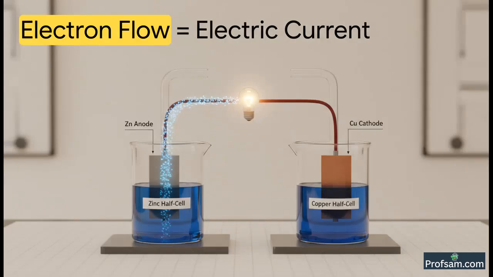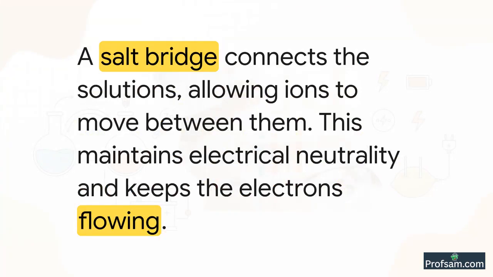This flow of electrons through the wire is what we can use to do work, like lighting up a small bulb or running a motor. And this part is absolutely essential, the salt bridge. You see, without it, charge would build up in the beakers and the whole process would just stop almost instantly. It's what completes the circuit and keeps the electricity flowing.